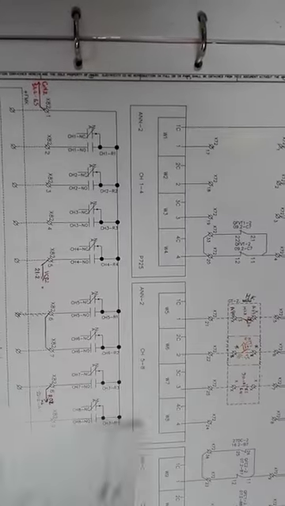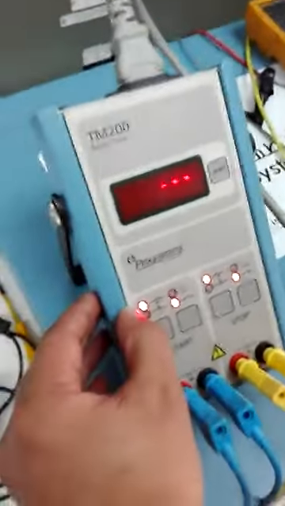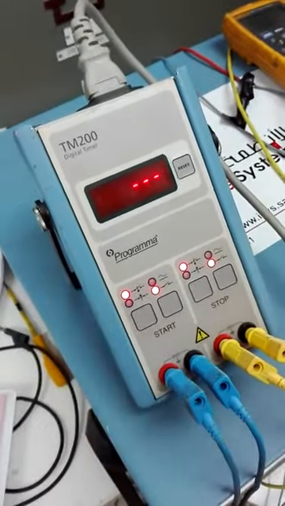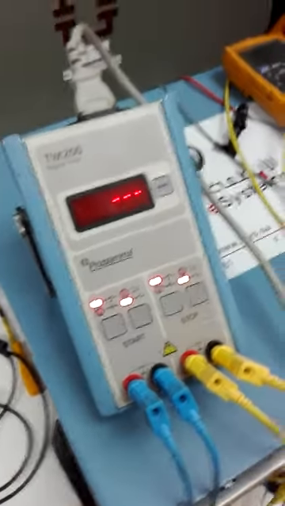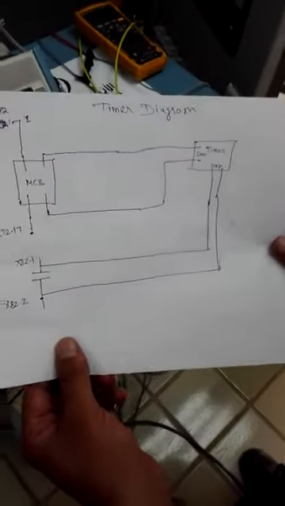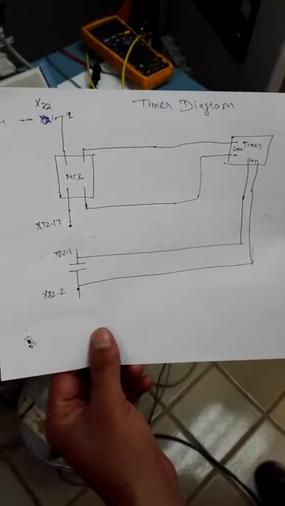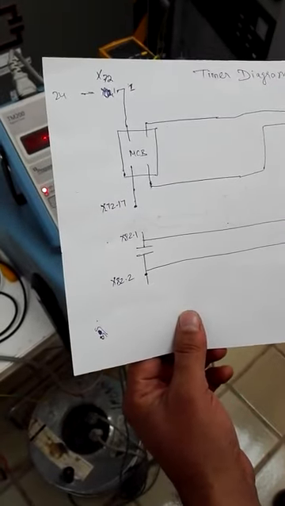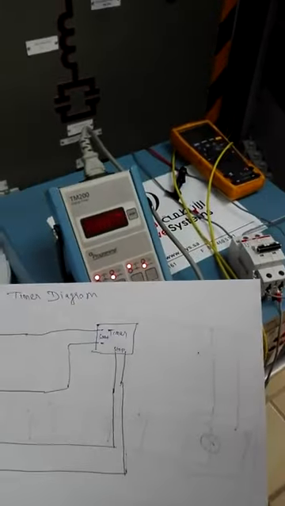Okay, now this is the arrangement, from normally open to normally close, start timer, and stop from normally open to normally close. So now according to our arrangement, make connection for X72.17 to X82 point number 2. Then I will turn on the MCB and we will measure the time.